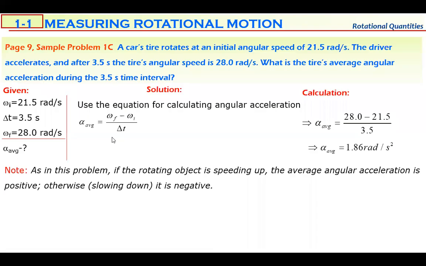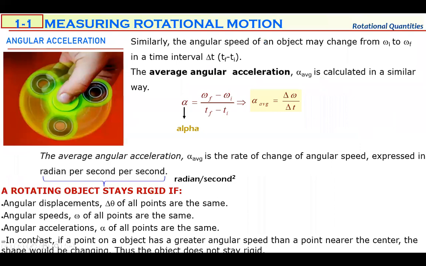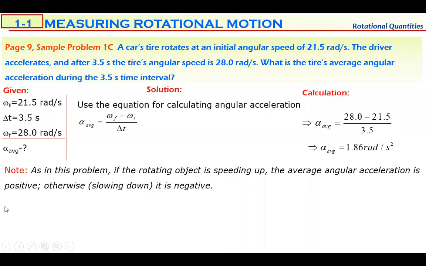Rigidity is objects moving, not changing the shape. If an object is not changing shape, every point on this object will have the same number of angular quantities.